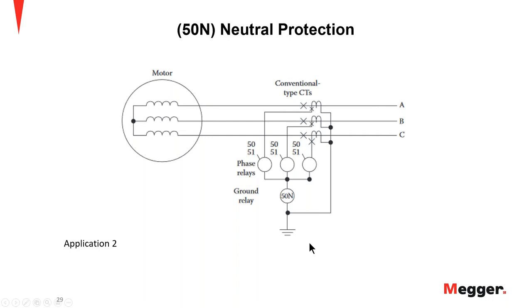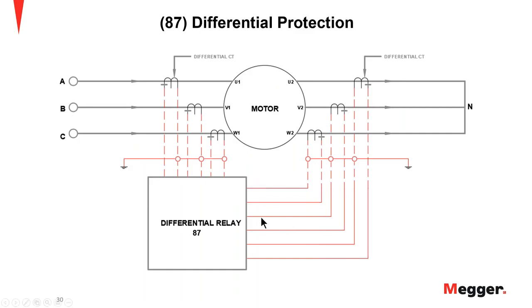So that gives you that second option. The next element is differential protection, and the differential protection is very similar to that of generator protection. Both ends of the motor serve as the primary winding of the CT, as you can see here, because the CTs are on the primary side of the motor and on the neutral side of the motor as well.